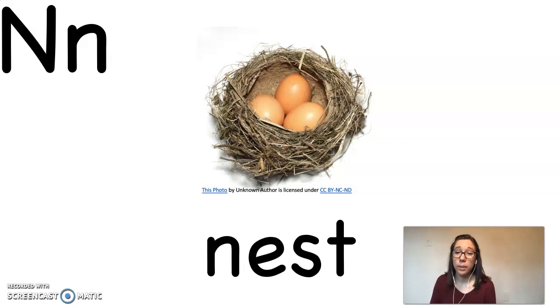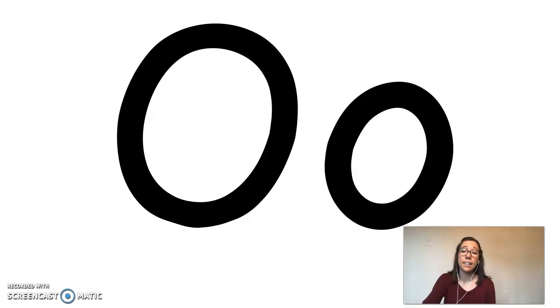Now it sounds similar to M, but with the letter N, your lips are not closed. Your tongue will touch the back of your top teeth. N, which is how you know you're forming the letter correctly. N is nest. Next up is O.